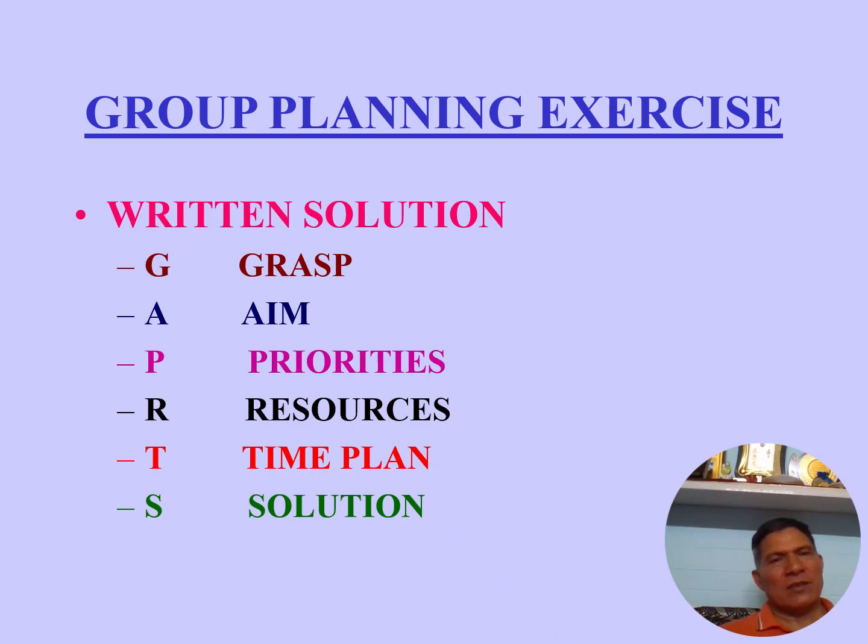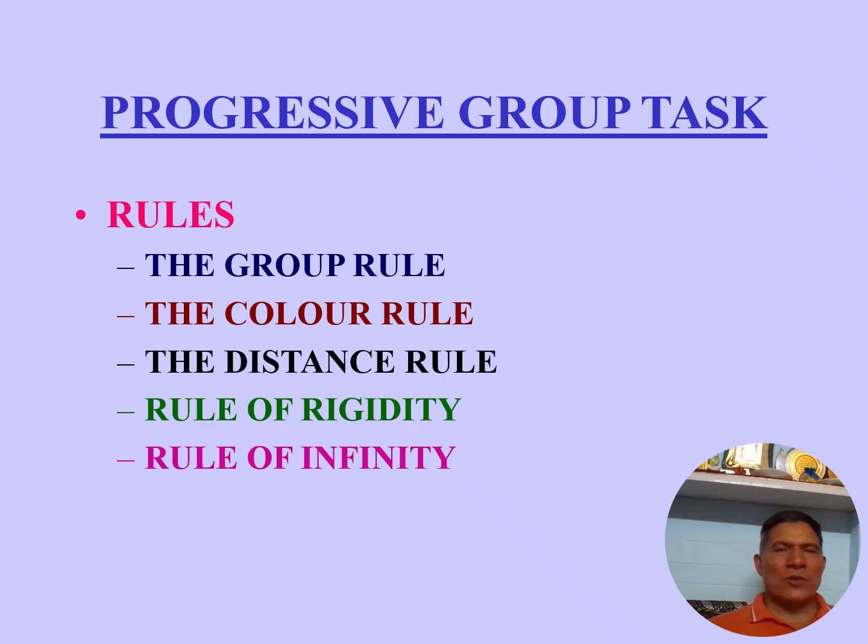So the first thing is grasping. That has to happen, whether you are grasping correctly or not, that is seen. That you understand the aim. Aim is to sort out the problem. Then the most important thing in this is prioritizing the problems in hand and utilization of resources and time plan. And finally you reach the solution. So this is what we are looking at. So far so good, gentlemen.